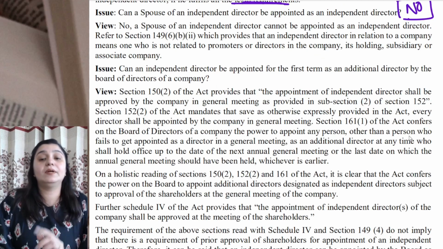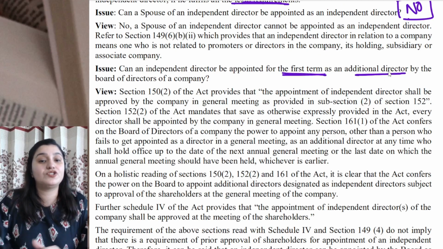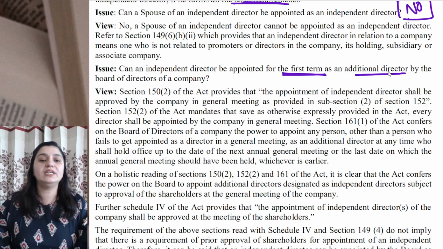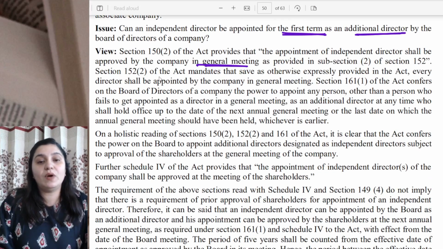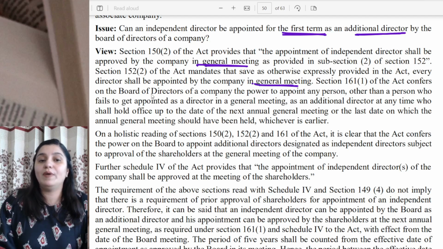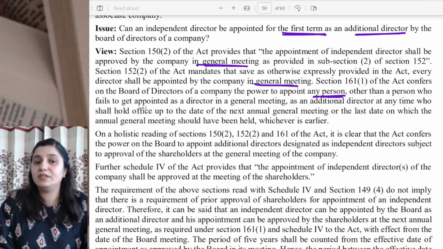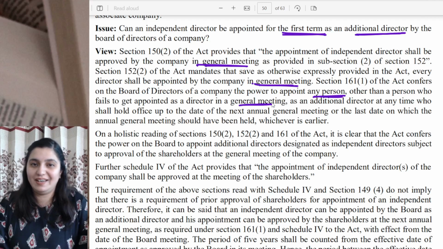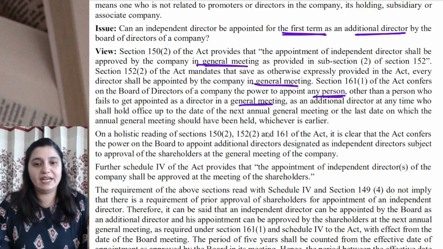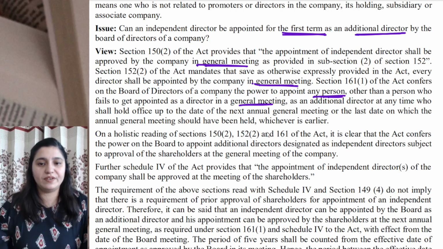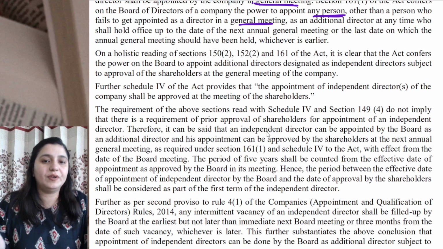Can an independent director be appointed for the first term as an additional director by the board of a company? They say that independent directors shall be approved in the general meeting, as we know, and section 152 mandates, save as otherwise, every director shall be appointed in the general meeting. Section 161 confers on the board of a company the power to appoint any person, other than a person who fails to be appointed in the general meeting. As you know, an additional director is appointed by the board, and he holds office up to the conclusion of the next AGM or when it ought to be held, whichever is earlier, right? ये तो normal scenario है additional directors का.